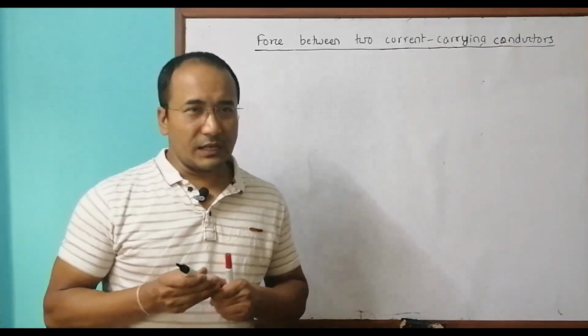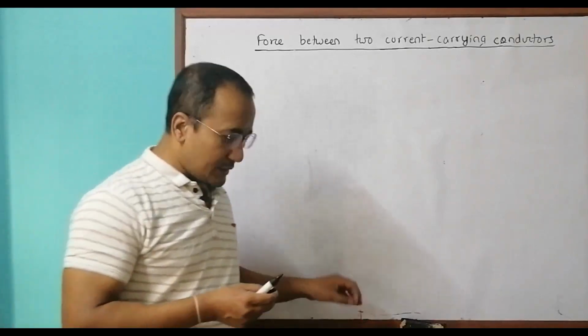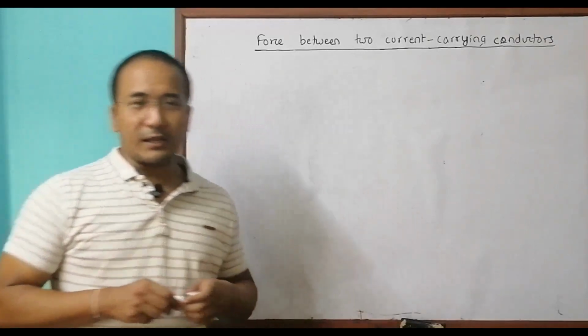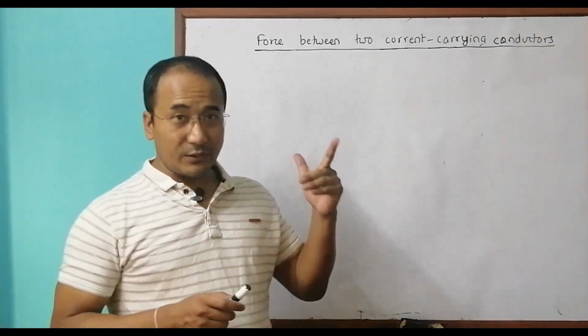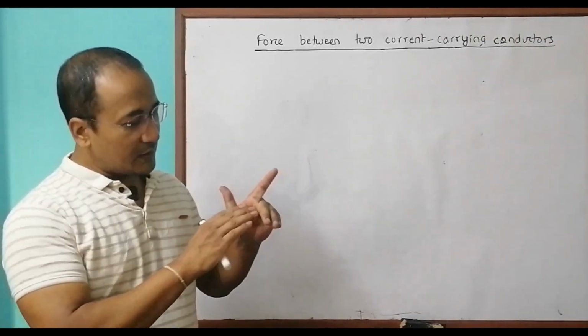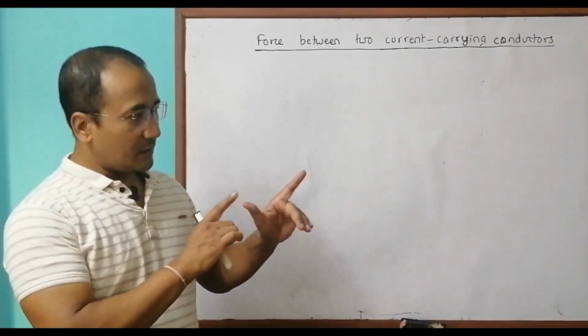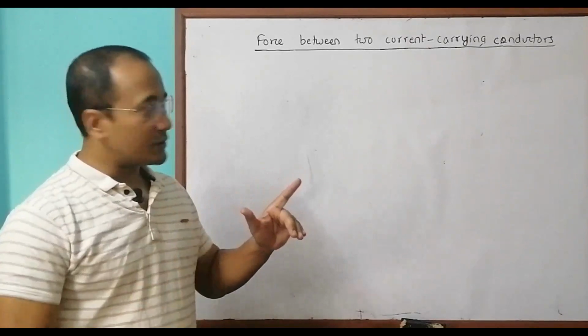The force is called the Lorentz force, and the direction of the force can be determined by using Fleming's left hand rule. So if this is the direction of the magnetic field and this is the direction of positive current, let us say conventional current, then the direction of the thumb gives that of force.